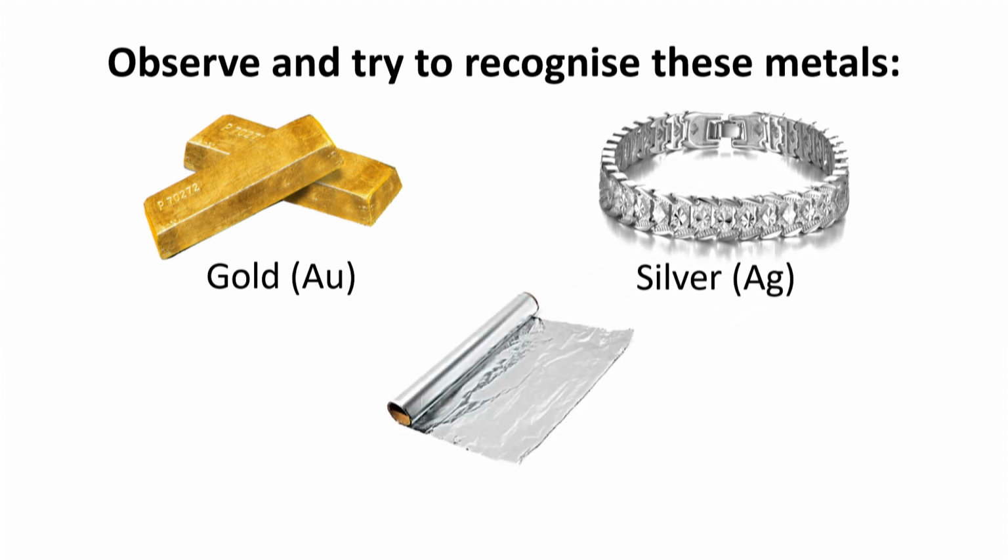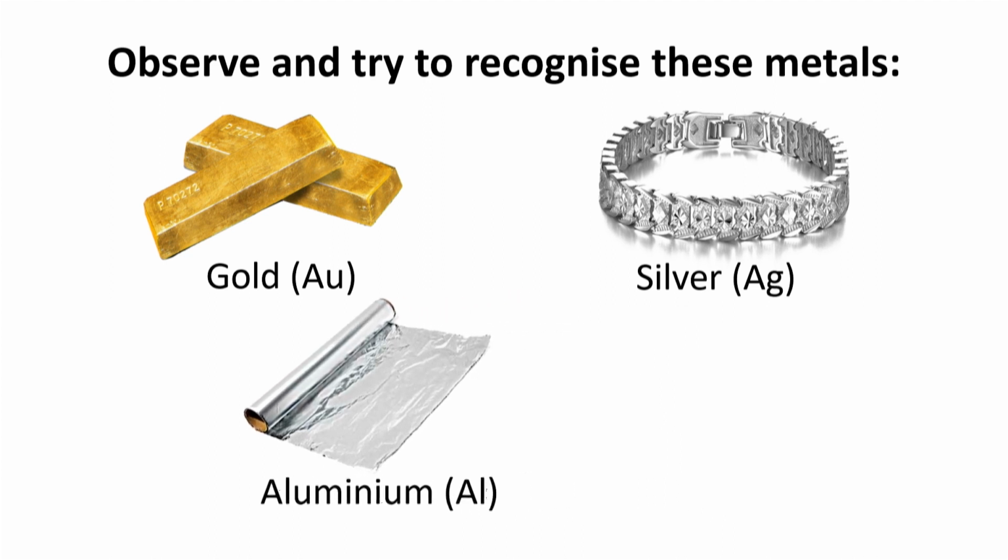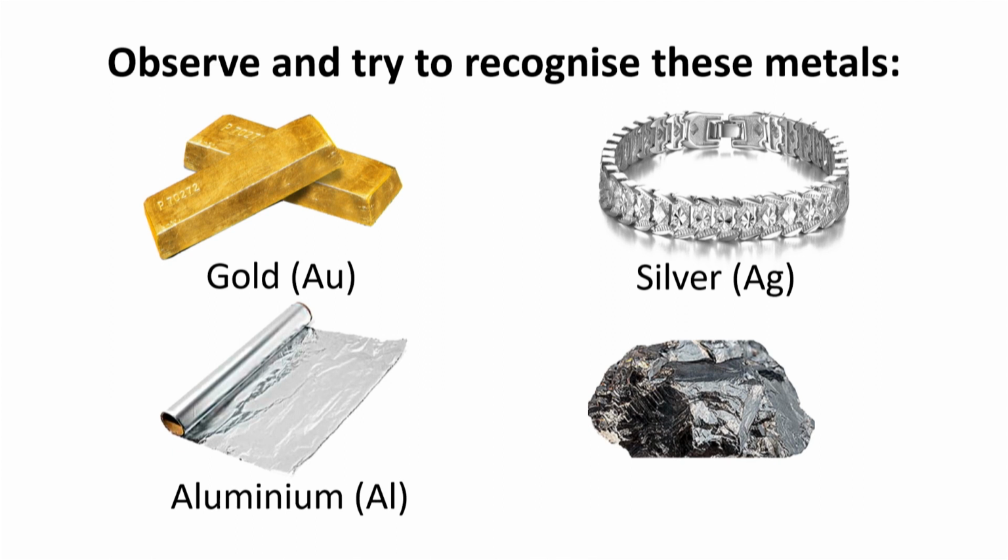Do you recognize this one? This is a piece of aluminium, symbol Al. You may have aluminium foil in your kitchen. It is used to wrap food. Aluminium bars are also used to make door and window frames nowadays. What about this one? It is also shiny gray. This is a piece of zinc metal, symbol Zn.